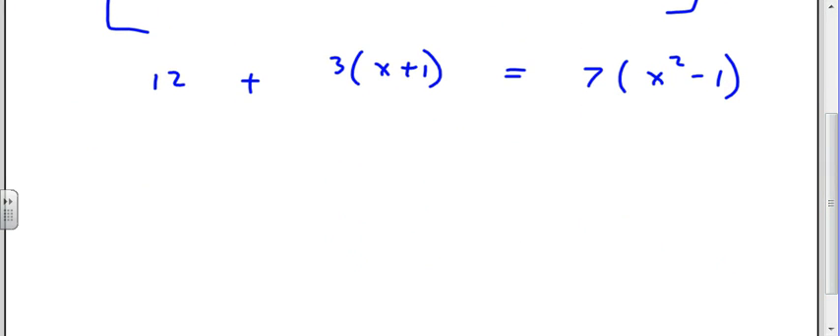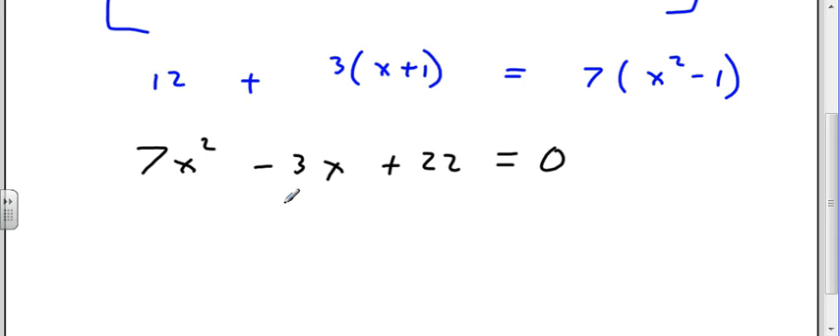All right, now I got a problem that says 7x squared minus 3x, and I got 12, I got 15, 15 plus 7. What's 15 plus 7? 22? 22 is equal to 0. Okay, so I've arranged all the terms on one side. At this point, I can just put it in my calculator and it'll tell me what the answer is. But because this is 7-1, we will factor it.